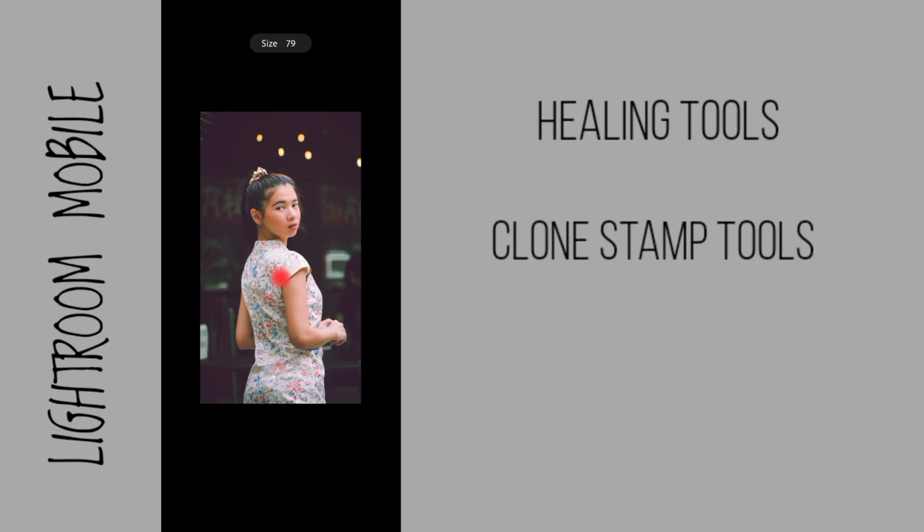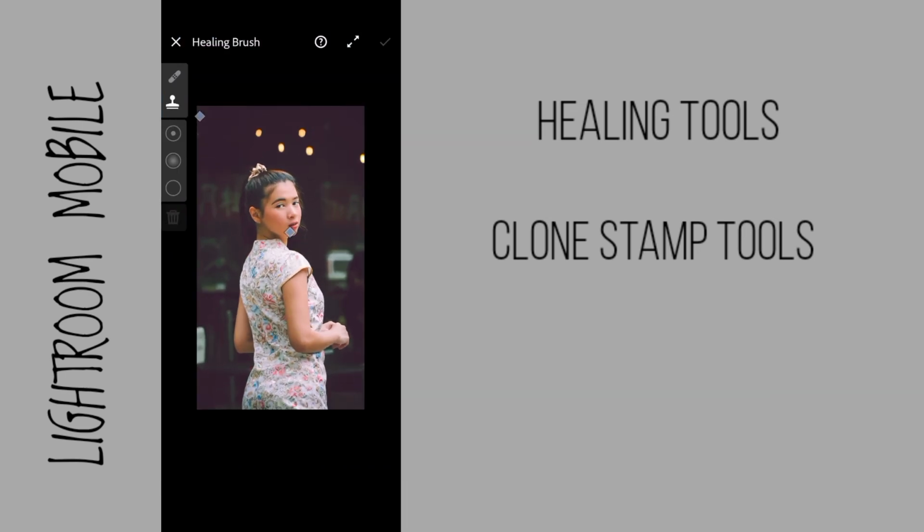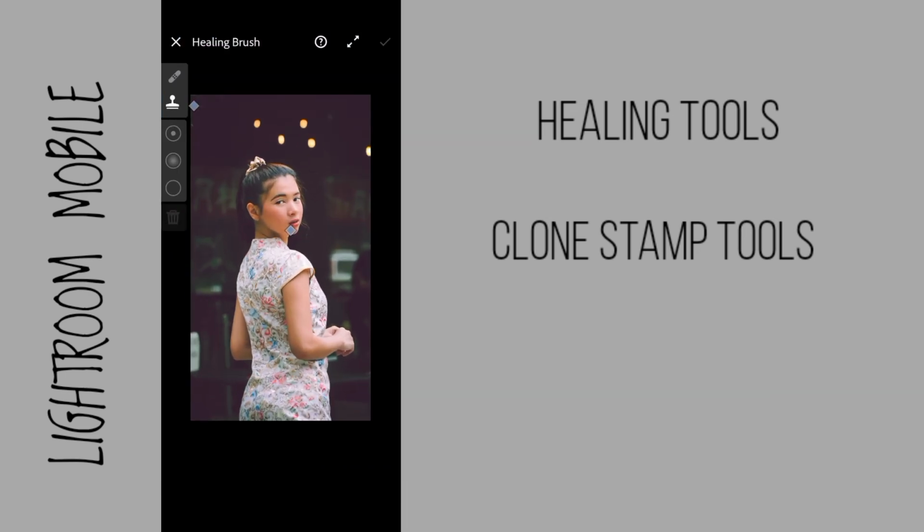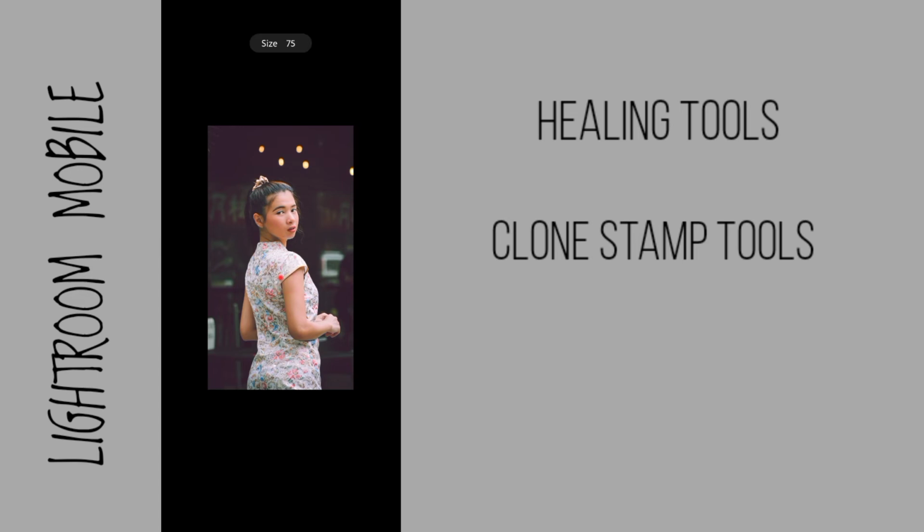I tap and drag up to change the size of the brush and to switch to the Clone Stamp tool to duplicate the exact area and remove the leaves. And then I want to duplicate the light bulb, so I use the Clone Stamp tool and I tap the area where I want it to duplicate.